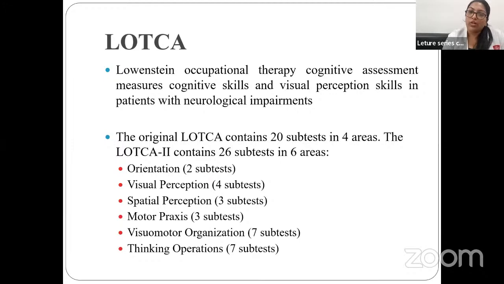The original LOTCA contained 20 subtests in 4 areas, and it has now been modified to LOTCA 2, which contains 26 subtests in 6 areas. The 6 areas are orientation, visual perception, spatial perception, motor praxis, visuomotor organization, and thinking operation. And these are the number of subtests in each category.